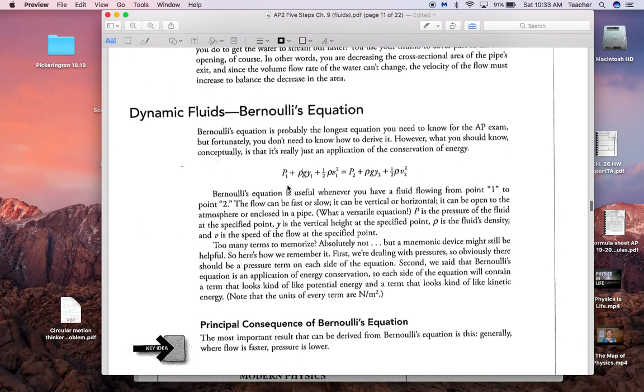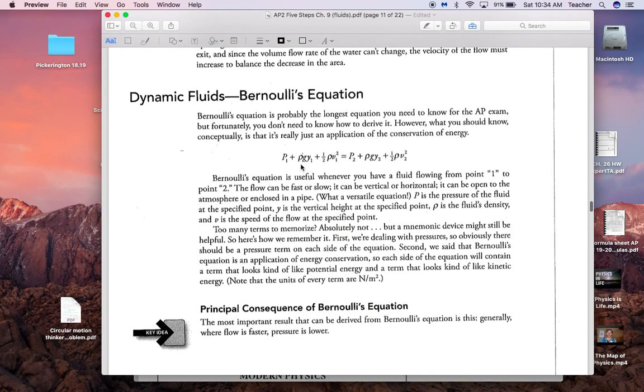So this is Bernoulli's equation. Looks pretty complicated. It really deals with an application of conservation of energy, and they talk about that right here. You've got gravitational potential energy on each side, if the height changes, you've got kinetic energy on each side, if the velocity changes, and you've got pressure on each side. So they talk about trying to remember that, but you get a formula sheet.